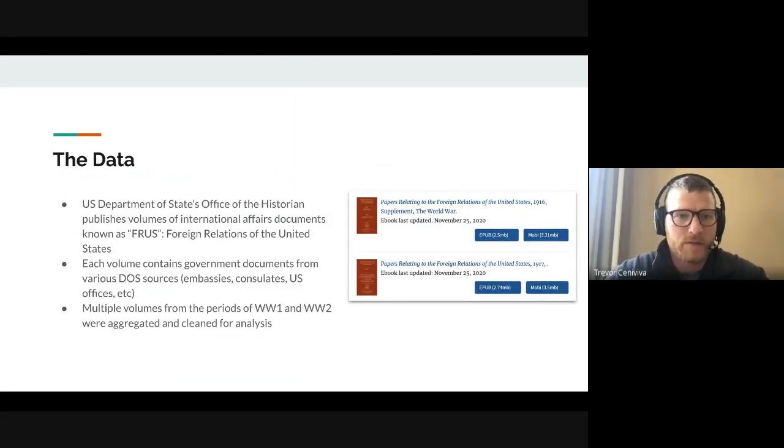The data that I used comes from the U.S. Department of State's Office of the Historian. They publish volumes of international affairs documents known as FRUS, or the Foreign Relations of the U.S. And each of the volumes that they publish contains government documents from various Department of State sources. And I used documents from both World War I and World War II, obviously.